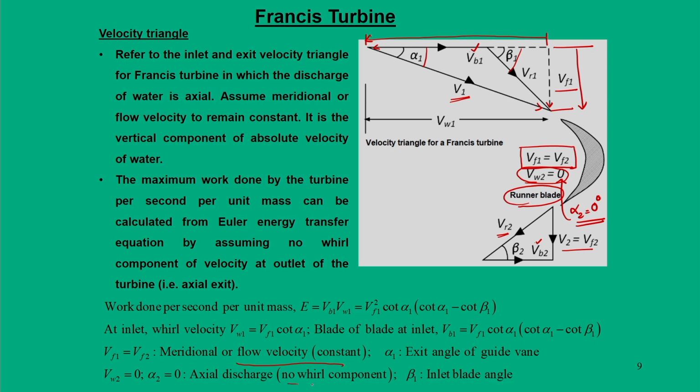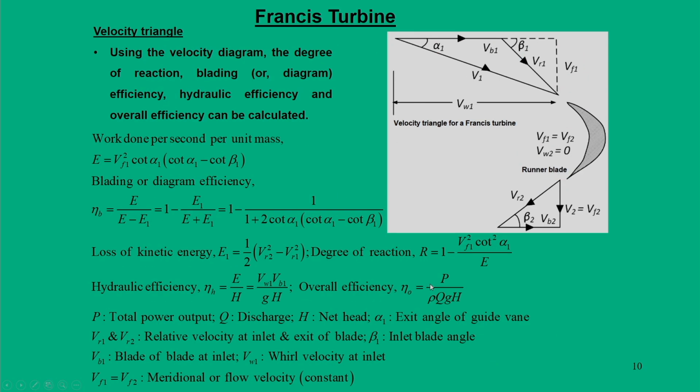So, axial discharge, there is no wheel component, and beta 1 is the inlet blade angle, alpha 1 is the exit blade angle of the guide vanes. Through this process we can find the expression for work done per second per unit mass, which is E equal to V b 1 and V w 1. Looking at these velocity triangles, this E can be expressed in terms of V f 1 and the angles alpha 1 and beta 1, and we can also find V w 1 and V b 1 from these velocity diagrams.